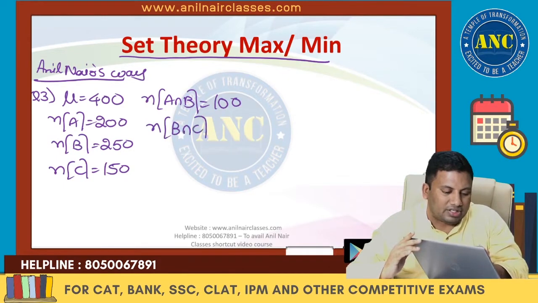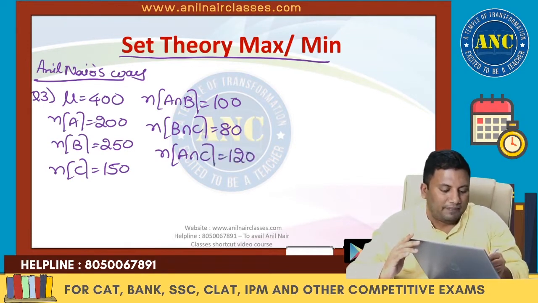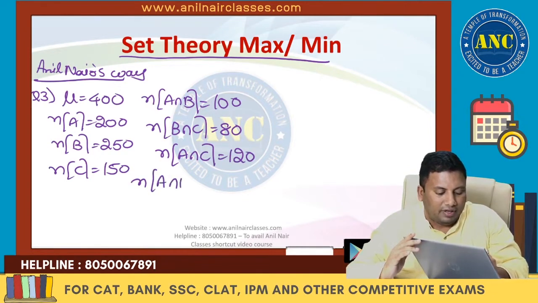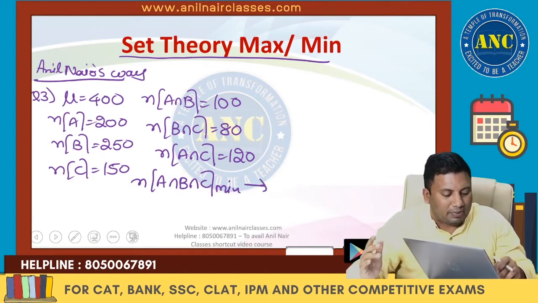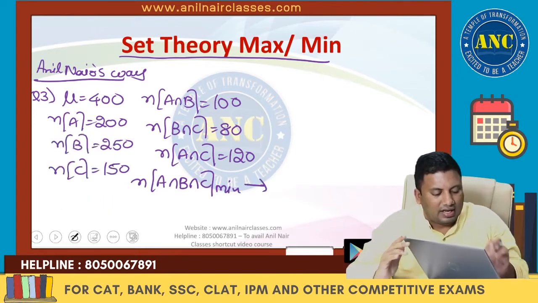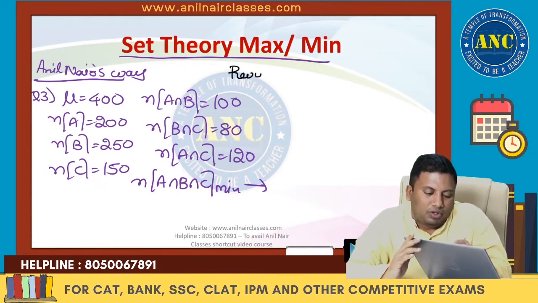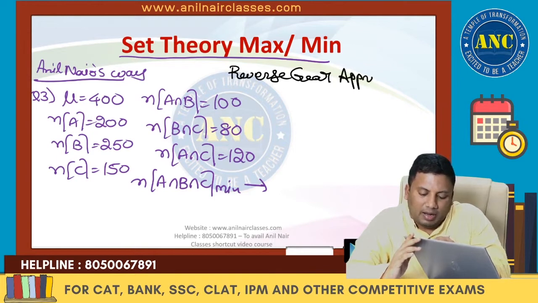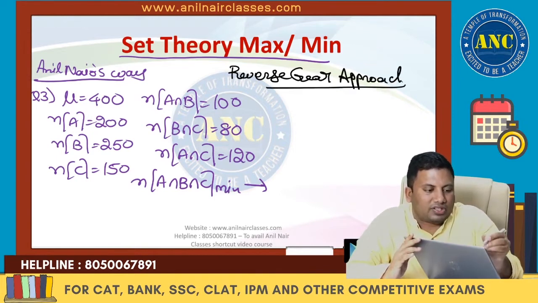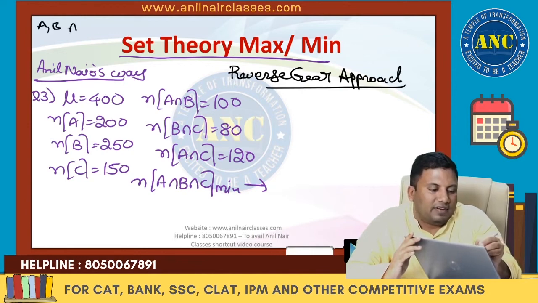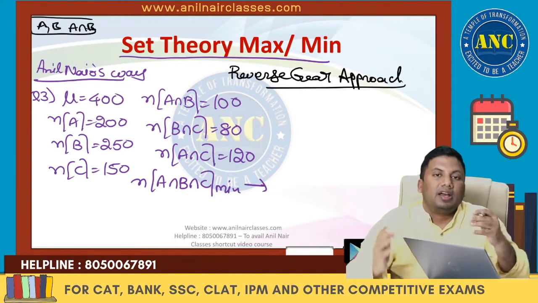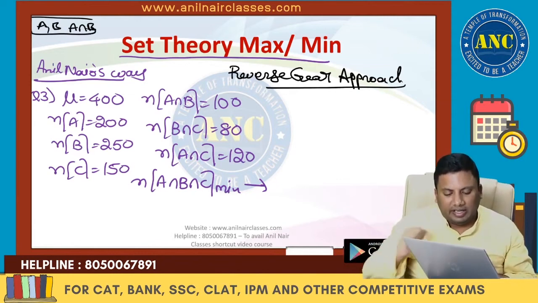B intersection C is nothing but 80. A intersection C is nothing but 120. So I want N of A intersection B intersection C minimum. Whatever concept we did in the previous type 1, we will do the reverse gear approach. What we did in the previous question: A is given, B is given, A intersection B, we disjointed the sets and did it.